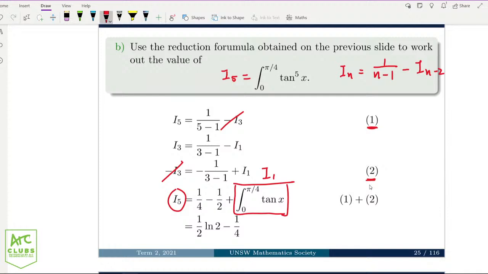Now this example is not too long, but when it comes to, for example, I7 or I9, this becomes really useful. As you can see, this integral here is quite easy to evaluate, and you should get half natural log of 2 minus 1 on 4 as your final answer.